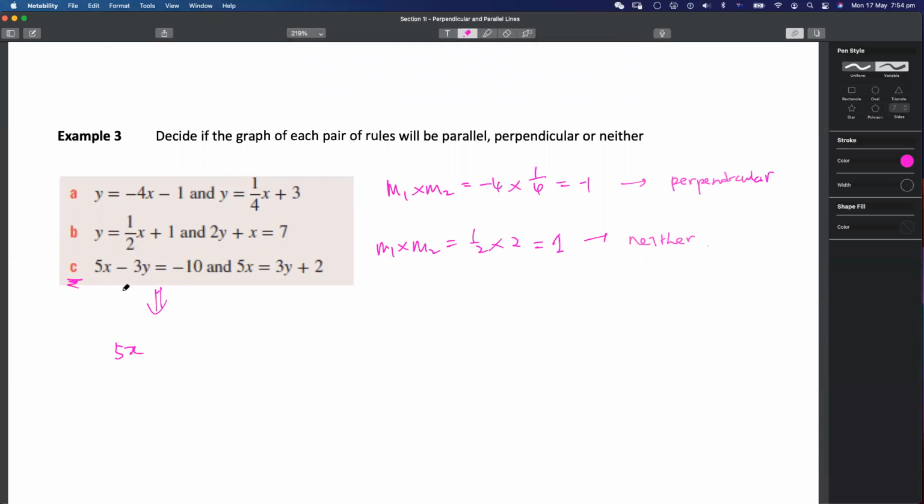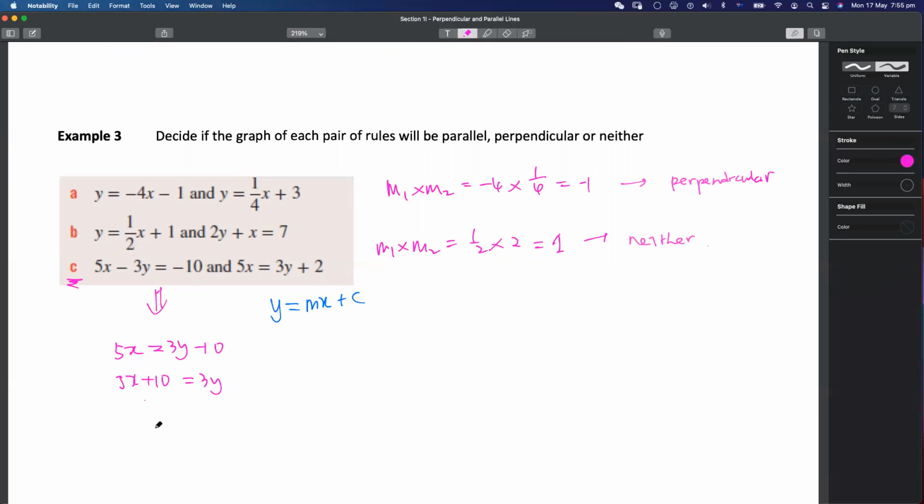5x, and then move my 3y to the other side. Okay, 3y minus 10. I want to get my y by itself because I want the form into gradient intercept form, so it's going to be y is equal to mx plus c. Okay, I need to get my y by itself. Now I'm going to plus 10 for both sides. I have 5x plus 10 is equal to 3y.